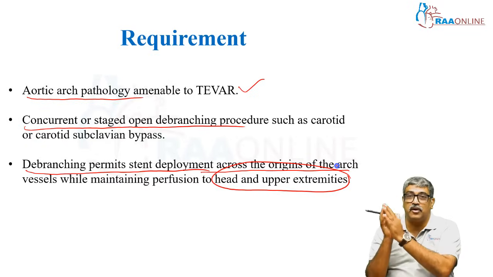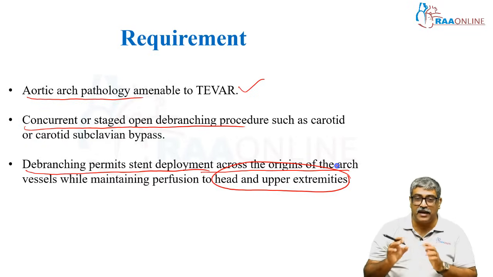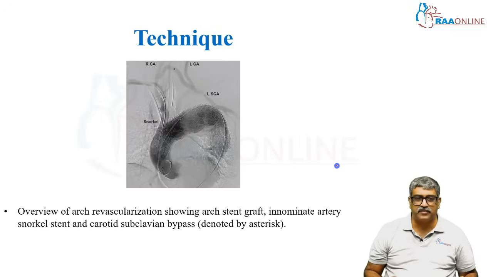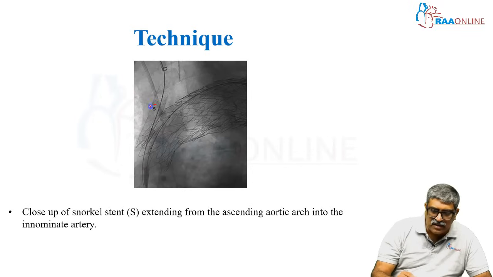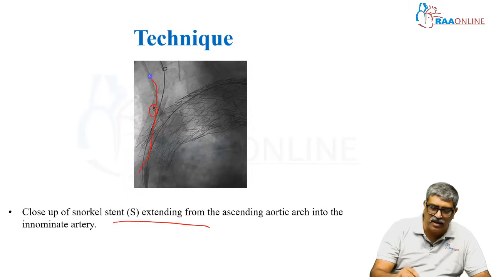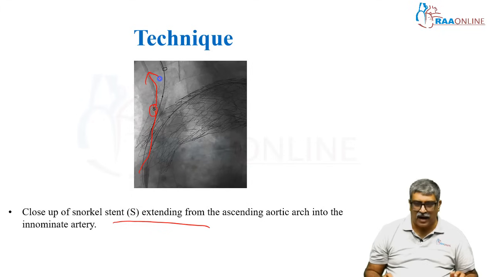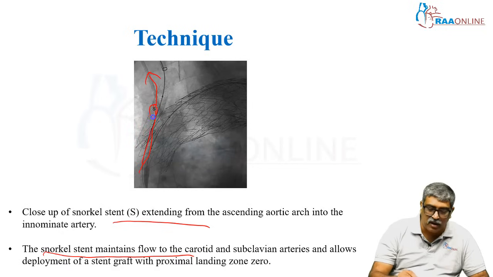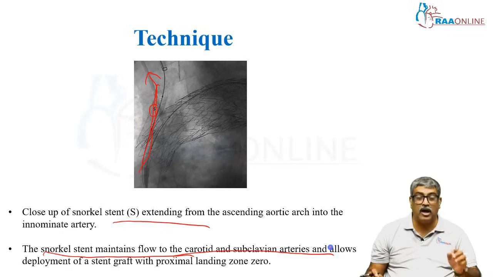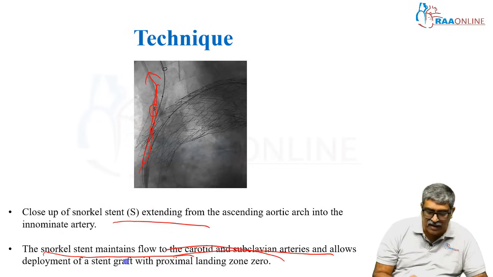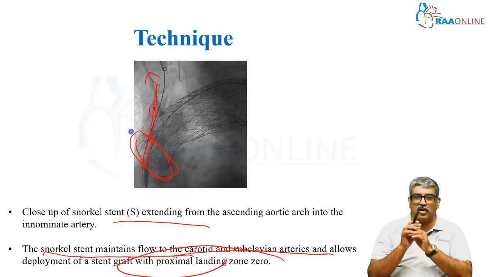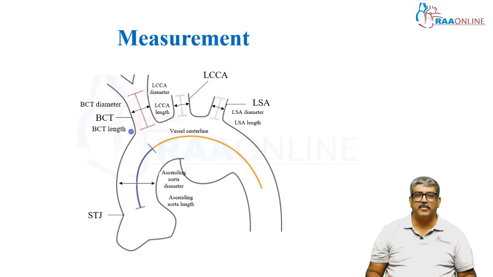Your perfusion to the head and upper extremities should be taken care of by debranching these three origin vessels from the arch. And here you can see the snorkel shunt which extends from the ascending aorta into the innominate artery. The snorkel shunt maintains the flow to the carotid and the subclavian artery and allows deployment of the stent graft in the proximal landing zone. Here you can see the proximal landing zone of the stent graft.